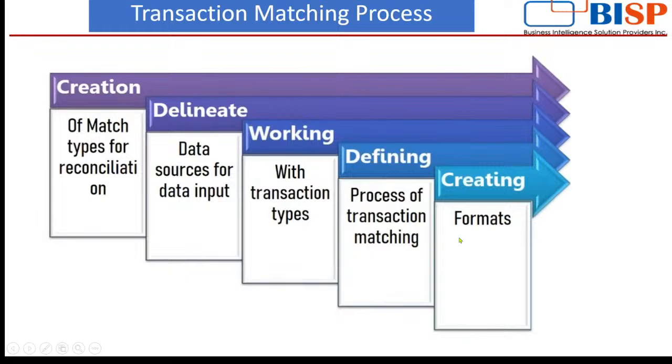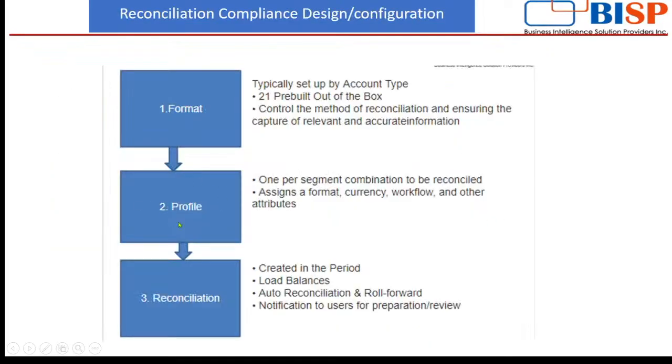After completing our format, we go to a profile. This is the second step in RC, but in transaction matching this will be our sixth step. We have to create the profile from scratch. We have to give the format which we have created already. Then we have to give the currency, what all the currencies you are taking. It might be USD, it might be INR, or any. Then you assign the workflow, who will be working on that: you are preparer, you are reviewer. Then there are options of attributes, you can give attributes.